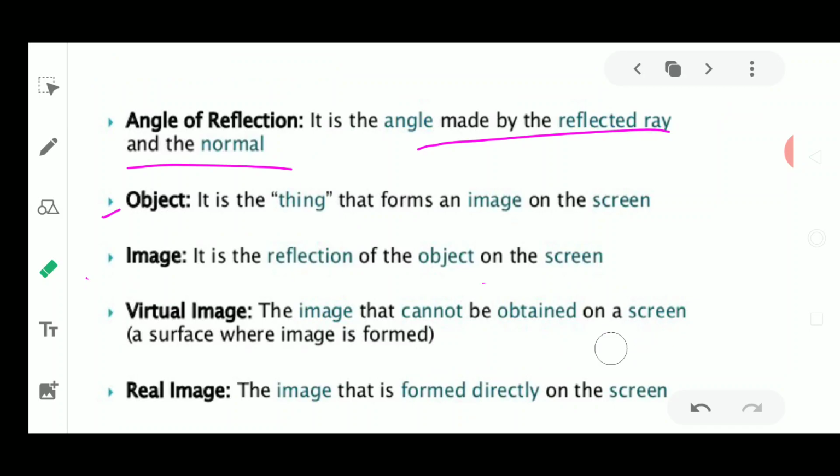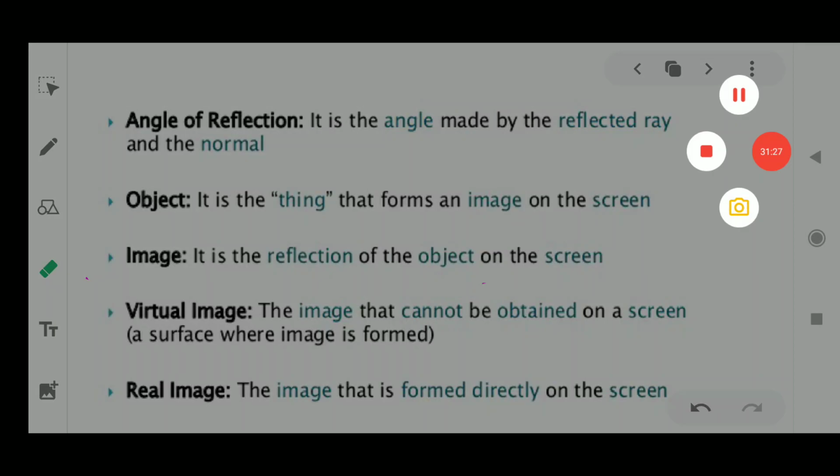So this was all about the introduction part of this chapter. We have seen the terms related to reflection and refraction. Next we will deal with the laws of reflection in the next class.